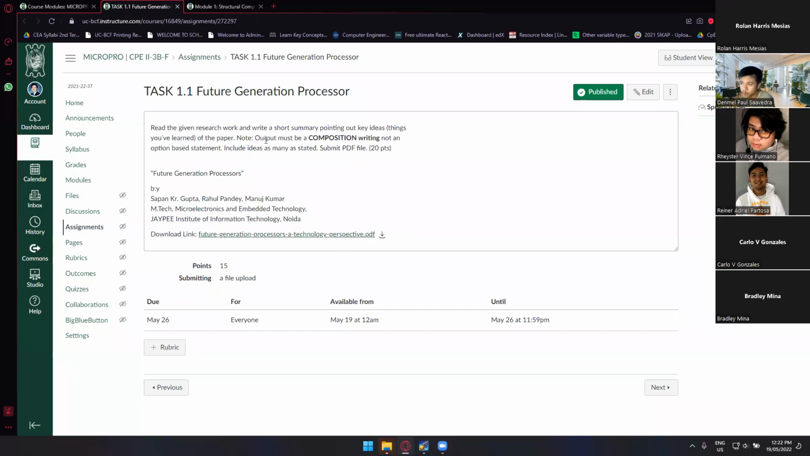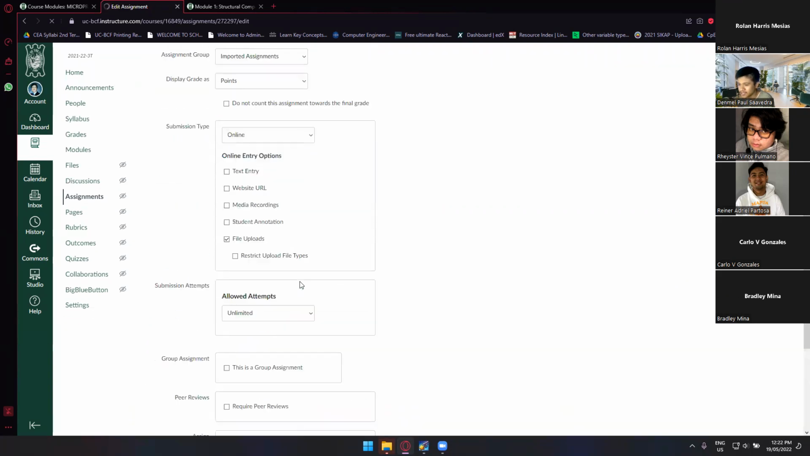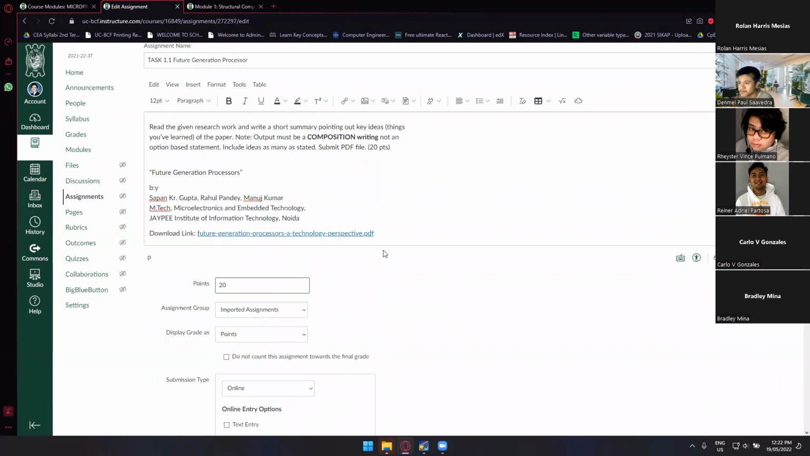So just take note that output must be a composition writing. Okay, so when you say composition writing, so you come up with many parts of that paper and then combining that one into one. Okay, you were able to compose that idea out of that paper. So it's just like simply summarizing that paper. Okay, so again, this is not an option-based statement. So include ideas as many as stated. To submit the file, this is 20 points, but I don't know why it's 15 points. So to make it consistent, I'll just change this one into 20 points.